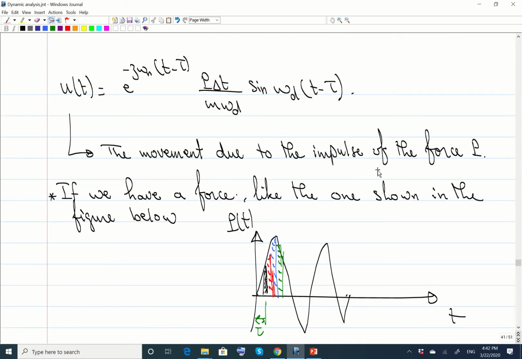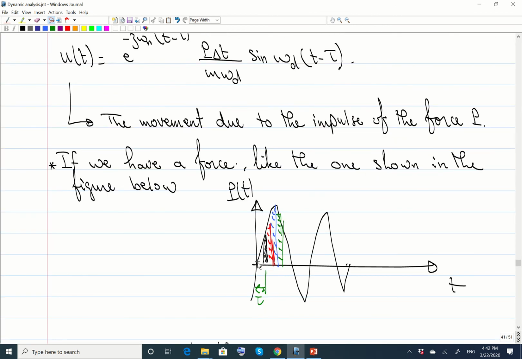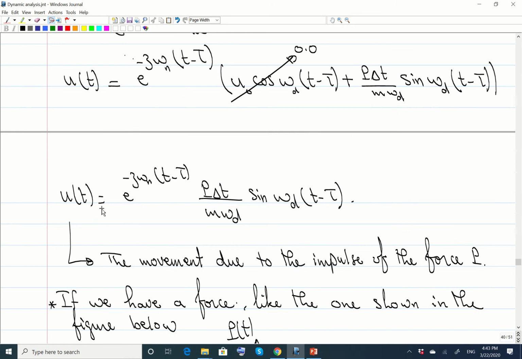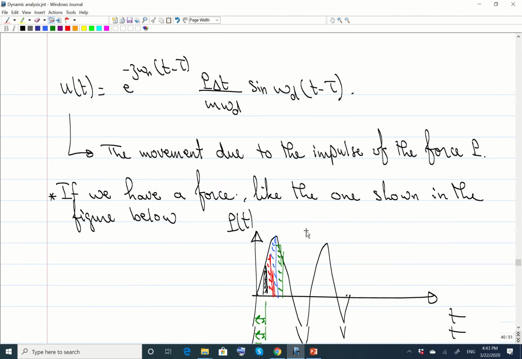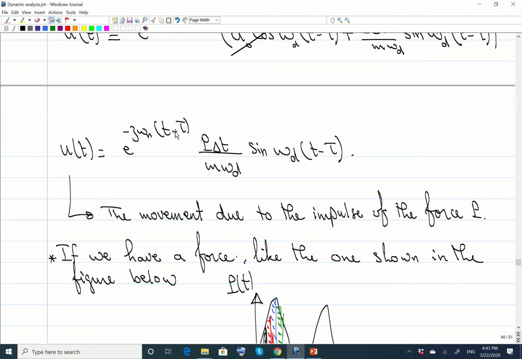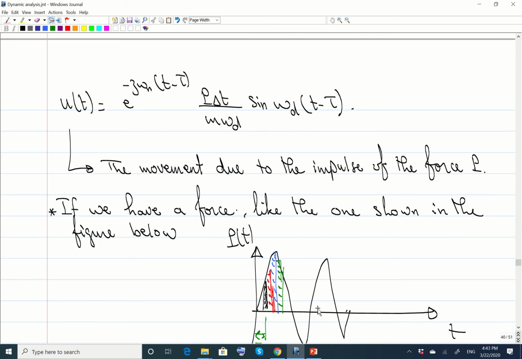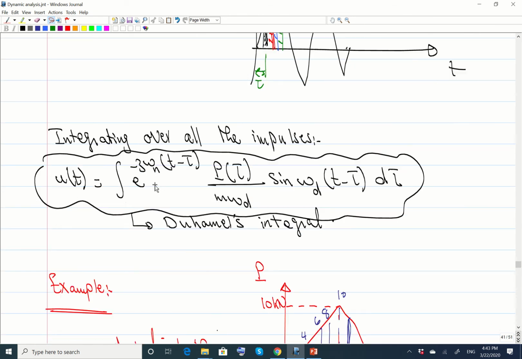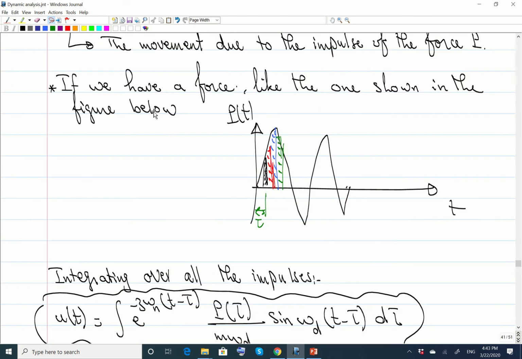But now, if I have a force like this, actually we have the structure moving under the effect of many impulses. I'm dividing the force here into a series of impulses. Can you see this? Each one of those is an impulse. So how much is the displacement? This is the displacement due to an impulse of the force. So if we have a force like this, all I have to do is find the displacement at some time t. I have to integrate or sum the displacement due to all the impulses up to that point t. So actually I'm integrating this formula that we found.